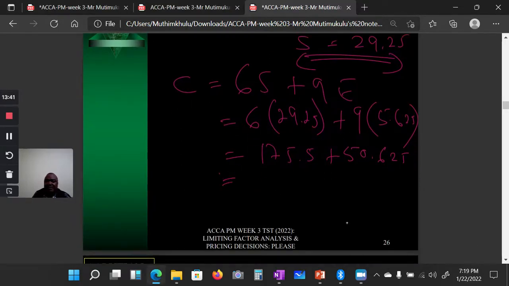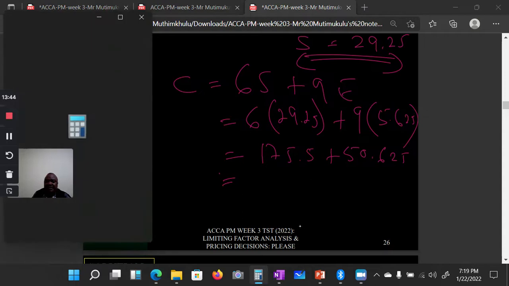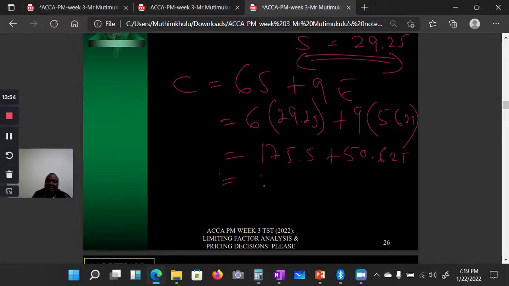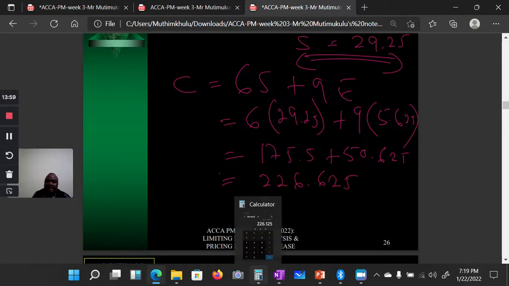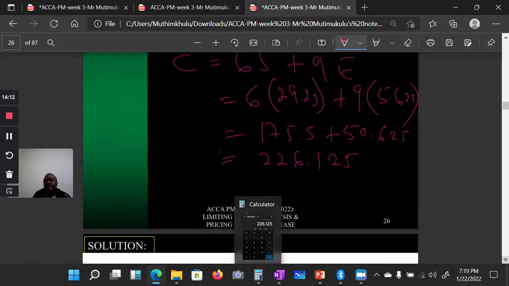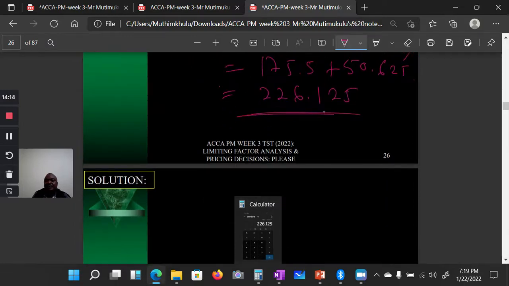This gives us a total of how much? 175.5 plus 50.625. That's 226.125. So this is the value for our objective function.